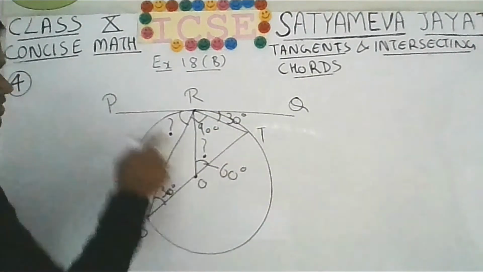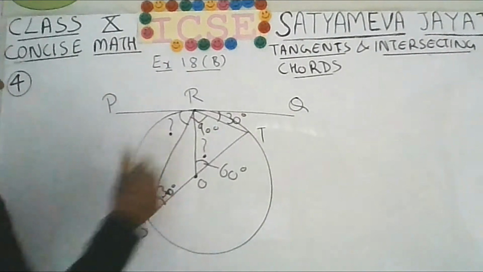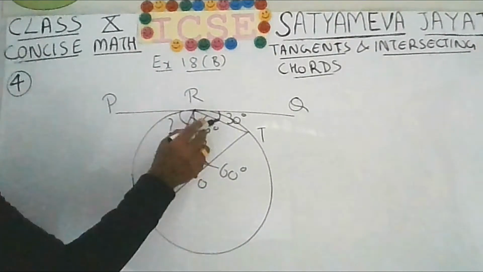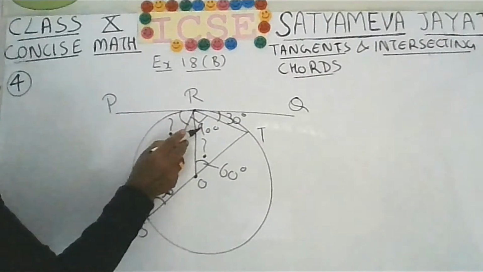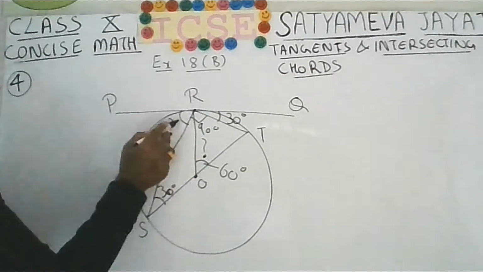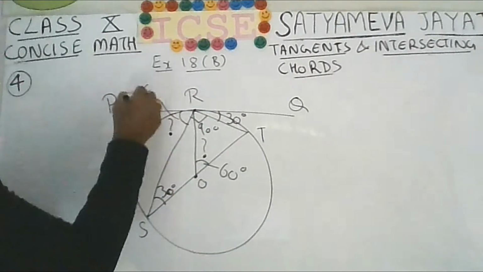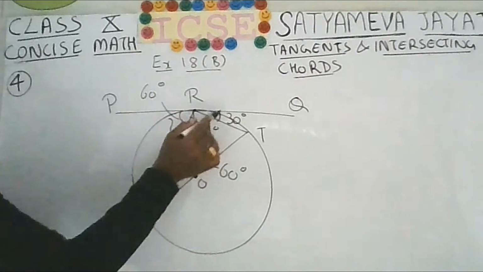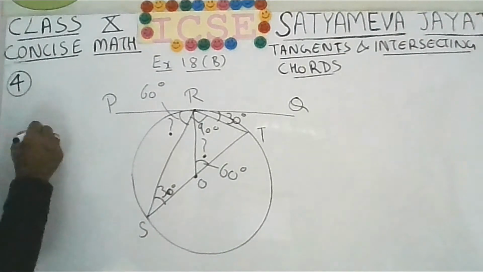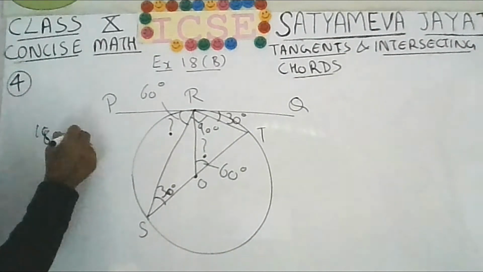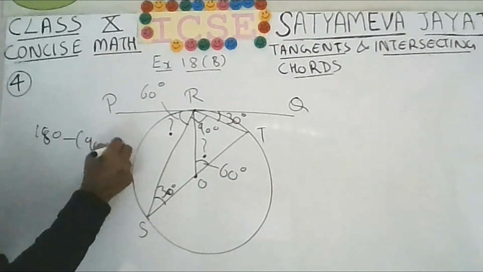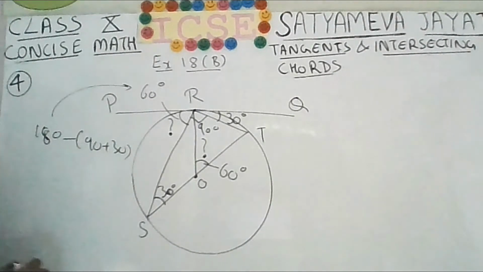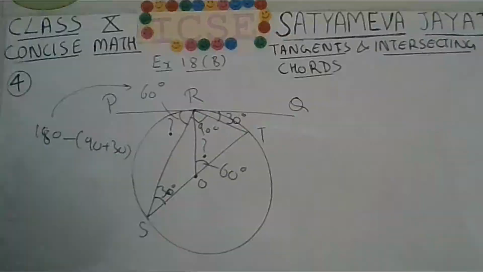PQ is the tangent. So angle PRQ will be 180 degree. This much is 30. 30 plus 90. So we'll get here 120. So remaining part, this will be 60. Isn't it? 180 minus the sum of these two angles. So it will be 180 degree minus 90 plus 30, you will get here 60 degree. Okay, like this you can solve.